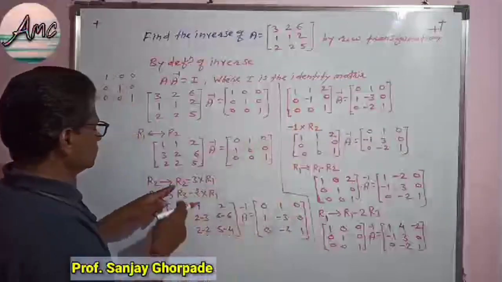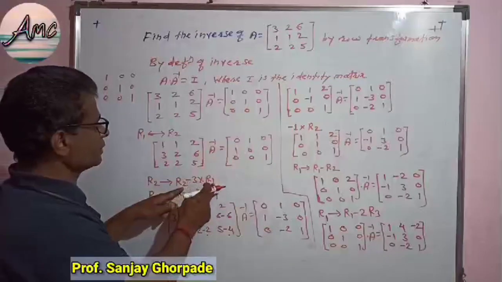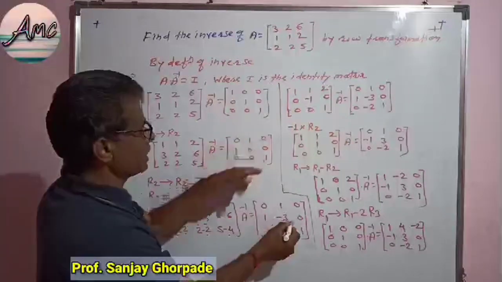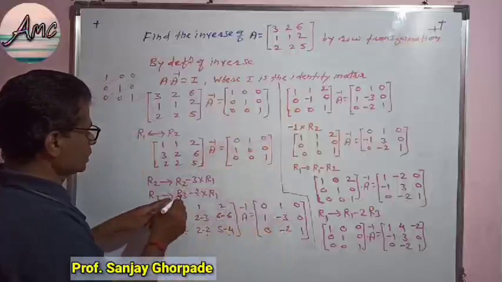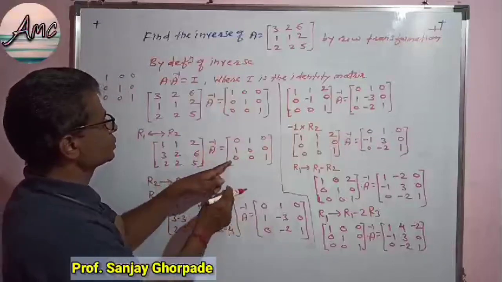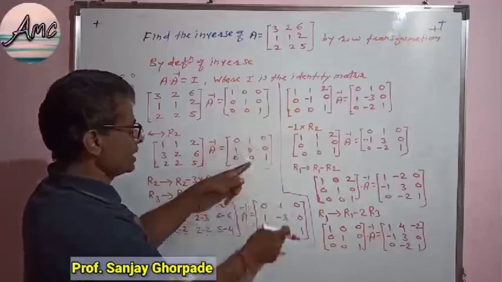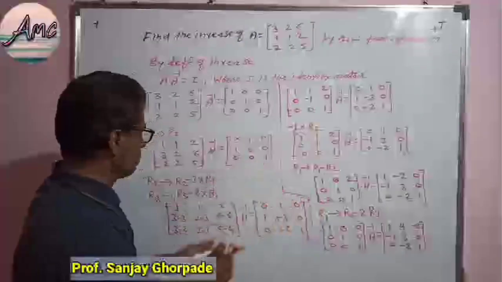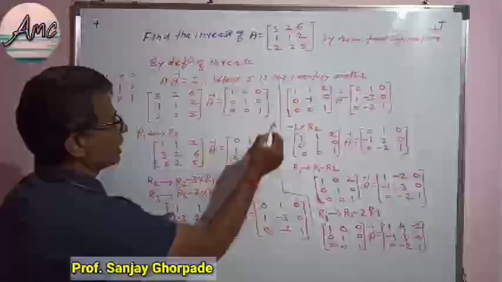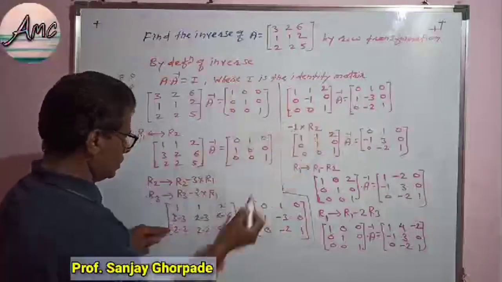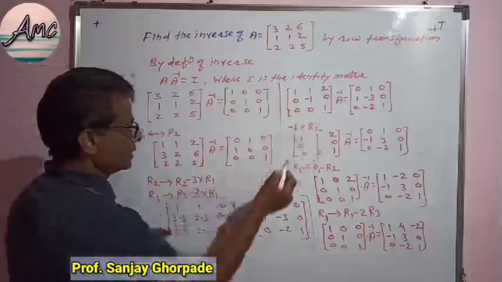On the right hand side, first row as it is, 0, 1, 0. Second row minus 3 times the first row: 1 minus 0, 0 minus 3 is minus 3, 0 minus 0. Then third row is what? Third row minus 2 times the first row: 0 minus 2 into 0 is 0, 0 minus 2 into 1 is minus 2, 1 minus 0 is 1. So that is 1, 1, 2 as it is, then 0, minus 1, 0, and here 0, 0, 1 you will get.